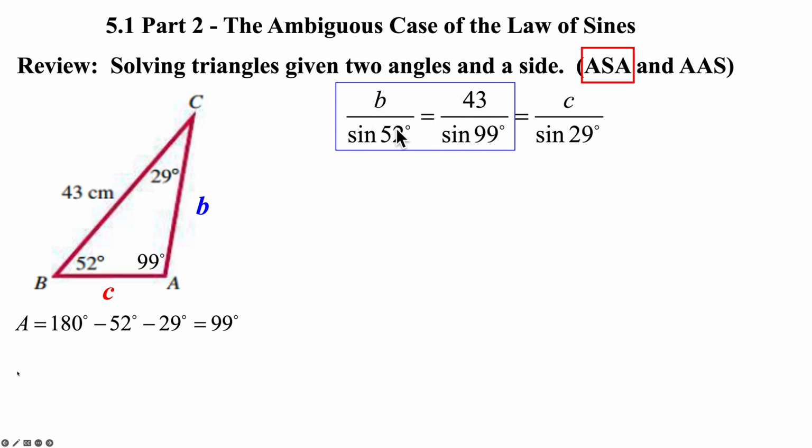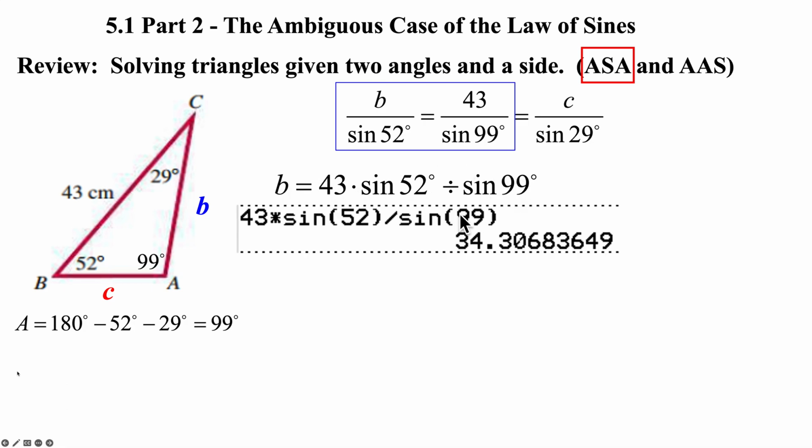Cross multiply the two you can, and divide by the third: 43 times the sine of 52 degrees divided by the sine of 99. Perfect. That's your calculator entry. You want to show that again? Type it in the calculator: 34.3 centimeters.